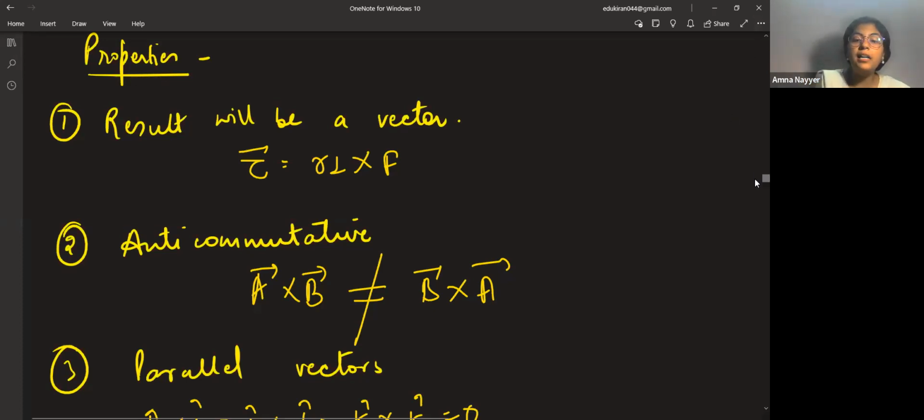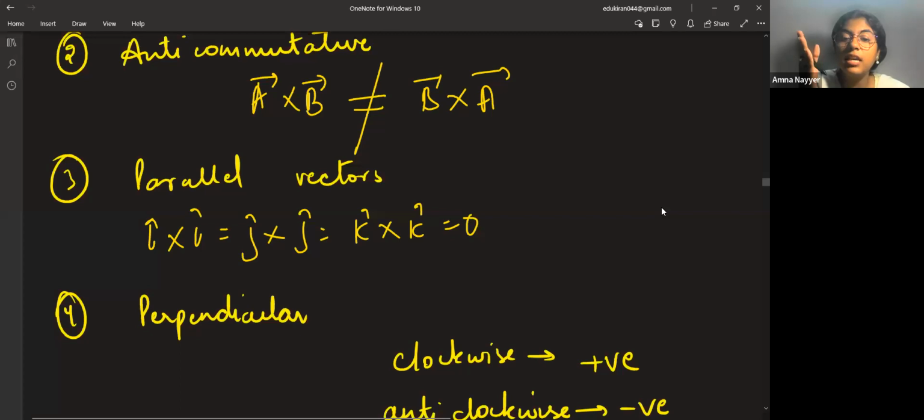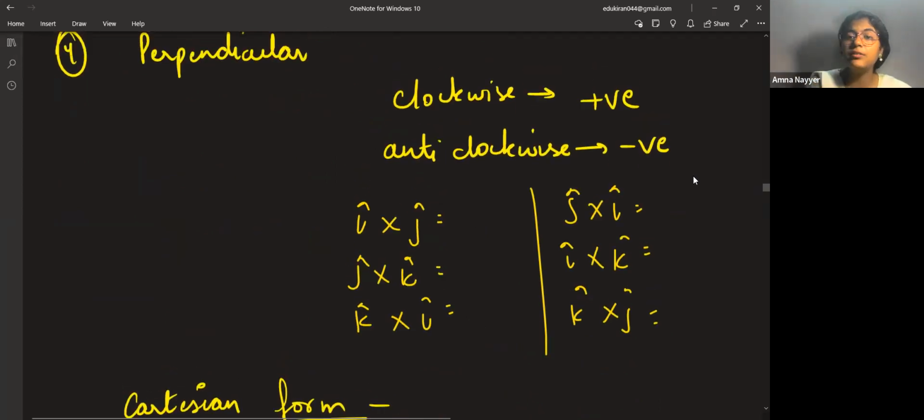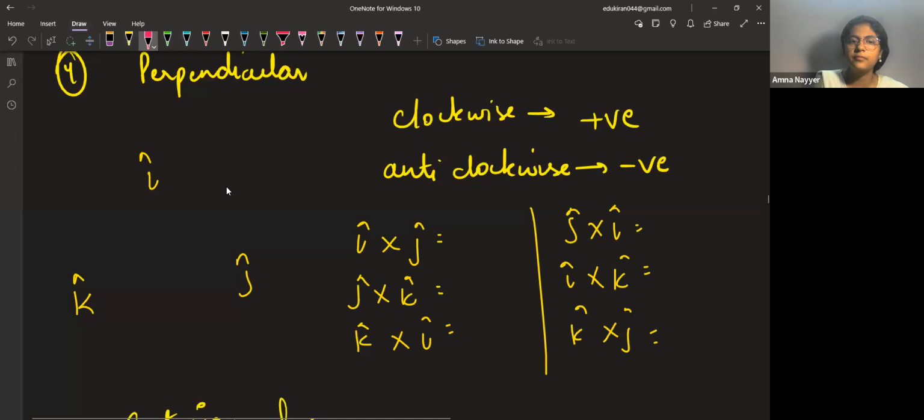Now, what about parallel vectors? I cross I, J cross J, K cross K will give you 0. And what about the perpendicular vectors? You have a trick to remember it. Learn this trick. That will be helpful throughout. Then you do not need to memorize it. At the corner of your page, write I cap, J cap, K cap in this manner. Now, if you are moving clockwise, whichever quantity is left, you will add it. For example, I cap to J cap, which quantity is left?